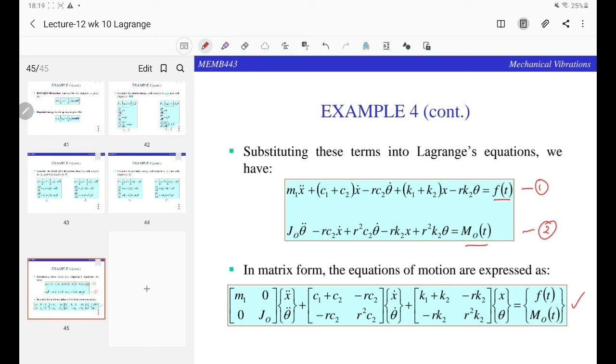It's just substituting. The main steps will be identifying the elements of M, K, and C and using them in the Lagrange equations. Then you have to know whether it's 1 degree or 2 degrees of freedom so that you can differentiate with respect to the generalized coordinates. That's all for this lecture. Thank you.